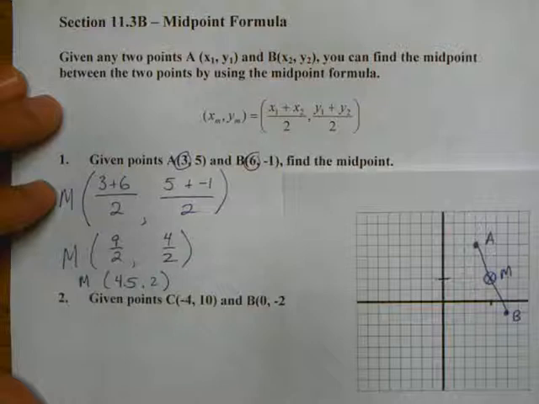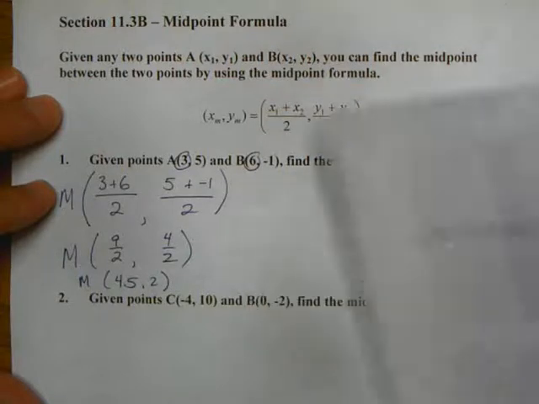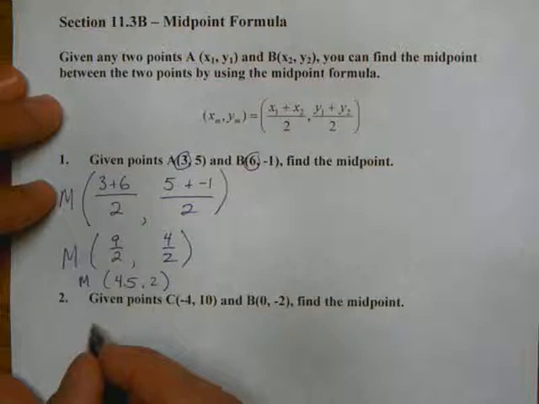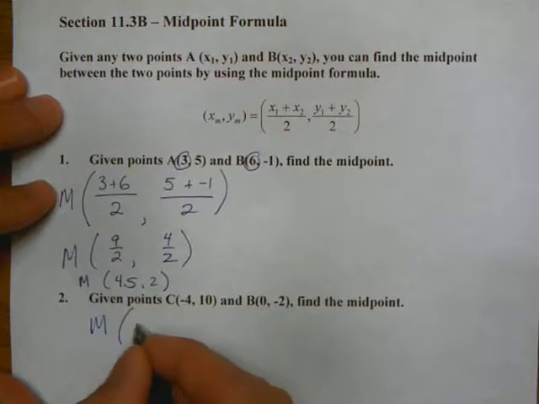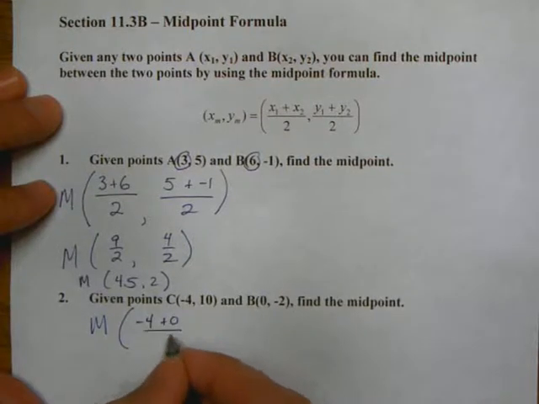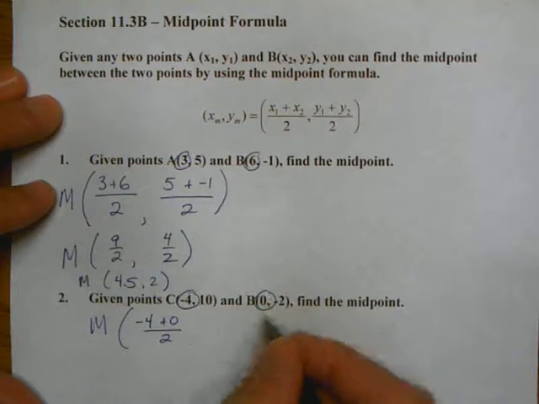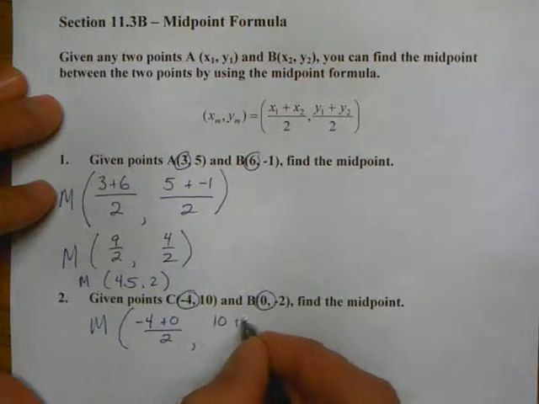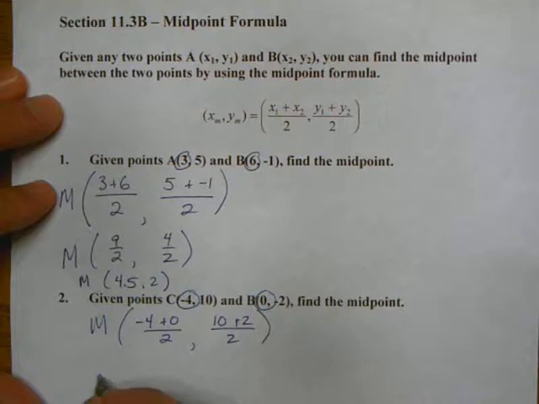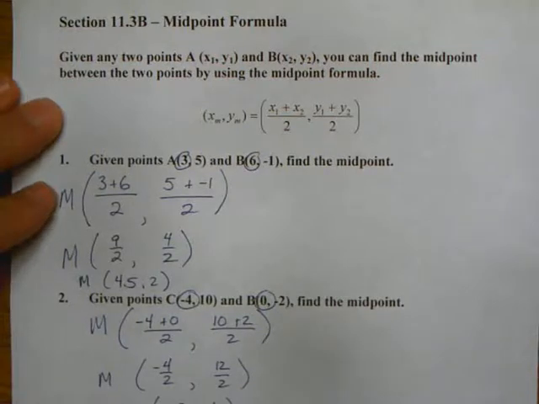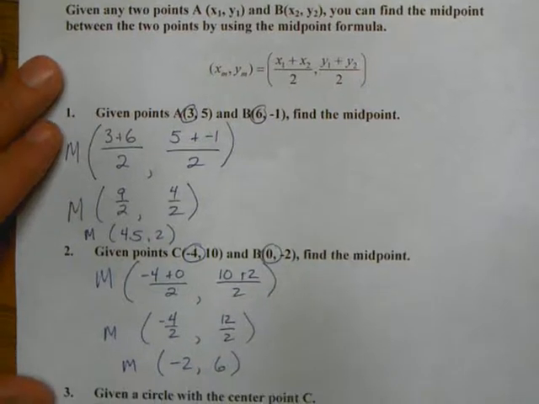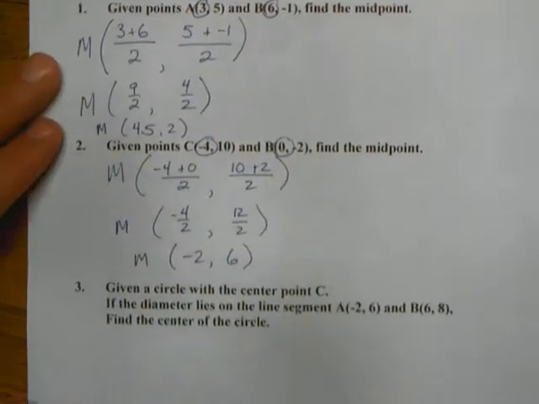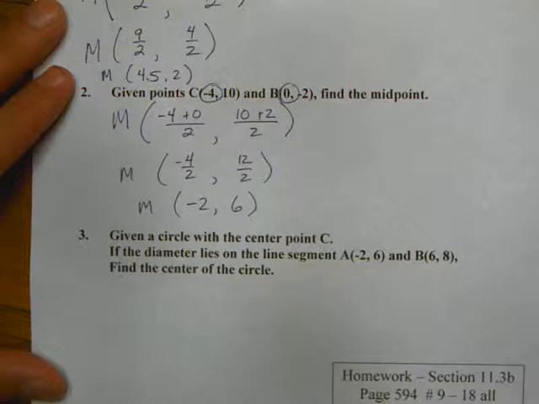So here we have a visual representation on a graph and an algebraic representation. Let's look at the second one and just look at it algebraically. We're trying to find the midpoint of C and B. So I'm going to add negative 4 and 0 and divide that by 2, realizing those are the 2 x's. And then I'm going to say 10 plus 2 divided by 2 as well. So my midpoint is negative 4 over 2, comma 12 over 2, or in simplest forms, negative 2, comma 6.